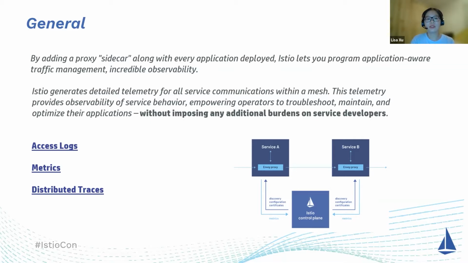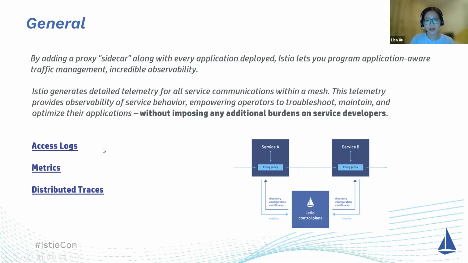And this telemetry provides a good view of service behaviors. In this way, it empowers us to troubleshoot, maintain, and optimize our application. And most importantly, it does not add any burden to our service developers. So Istio provides the following ways for telemetry. The first one is the access log.